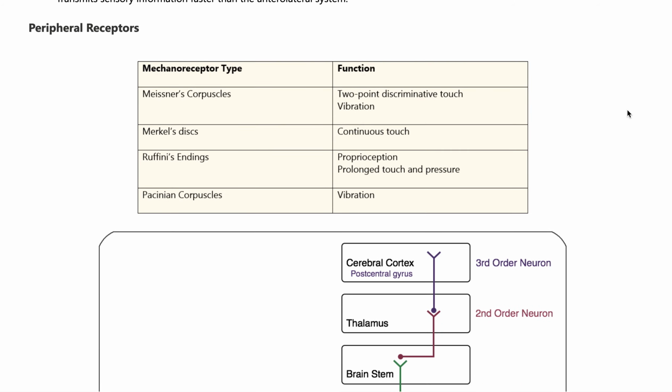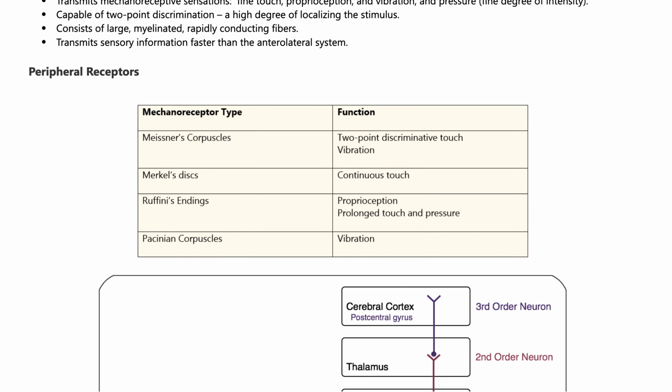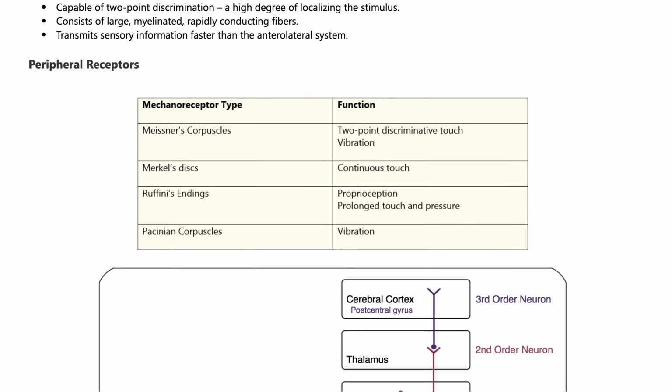Regarding peripheral receptors, the following table lists the mechanical receptor type and functions specific to that receptor. First are Meissner's corpuscles, and these involve 2-point discriminative touch and vibration. There's also Merkel's disc, which is continuous touch, Ruffini's endings, which is proprioception and prolonged touch and pressure. And lastly, there's Pacinian corpuscles, which are involved in sensing vibration.